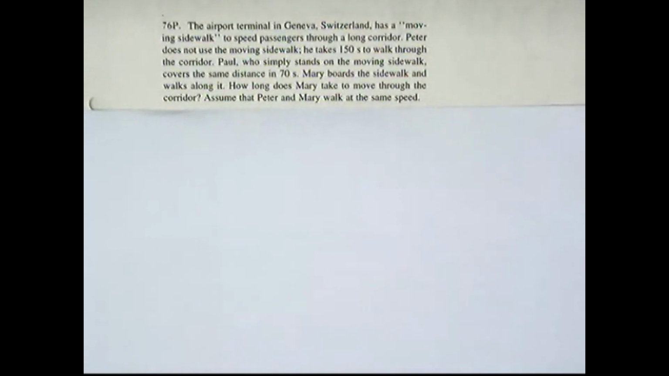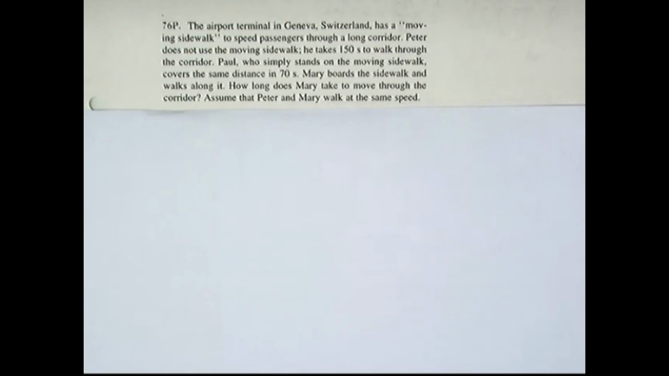They're asking how long Mary takes to move through the corridor, assuming that Peter and Mary walk at the same speed. That's a little more complicated. So how do you do this problem? Notice they didn't give us the distance. If we had the distance, we could divide by those times and get the velocities.